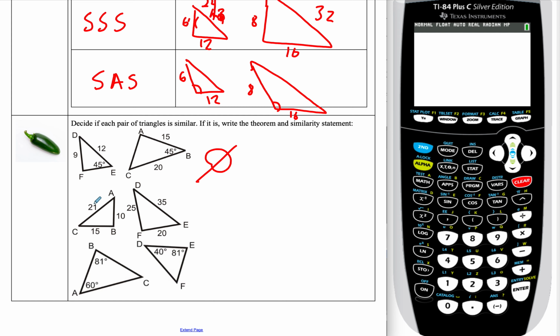This is 3/5. This is divided by 5, 3/4. I would be inclined to believe no, these are not proportional.